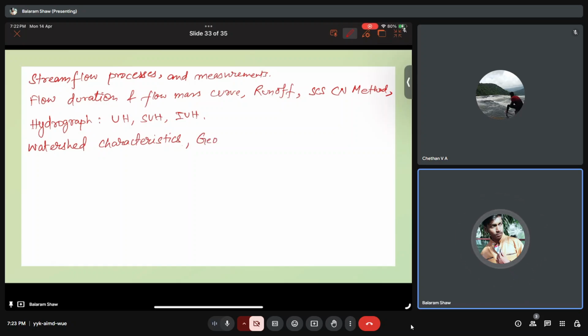Then the geomorphology of watershed and morphometric analysis using remote sensing and GIS we have also studied. Then we have talked about watershed management, in which we covered a full week on watershed management.